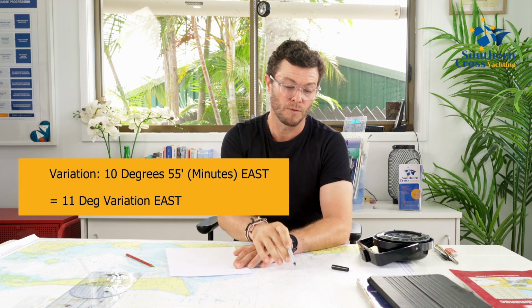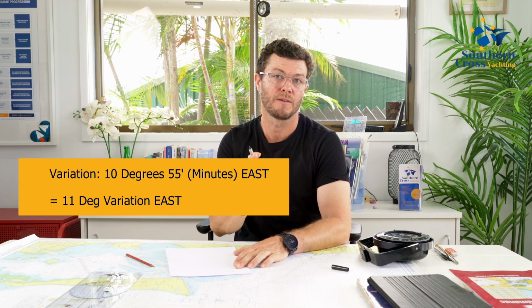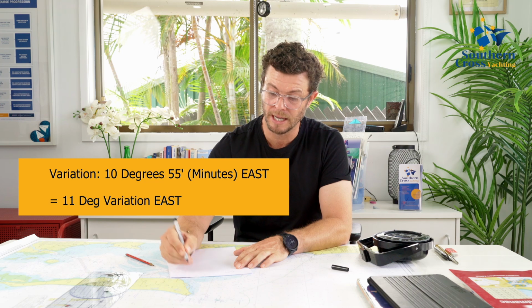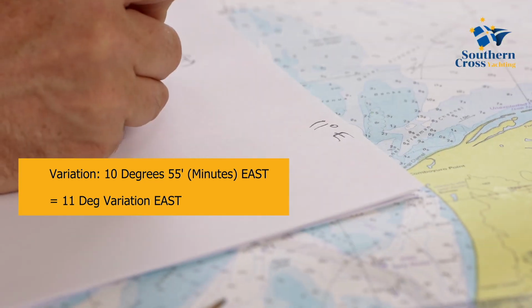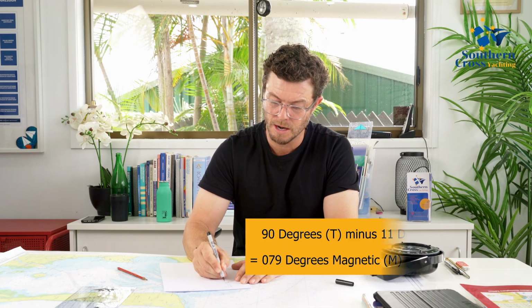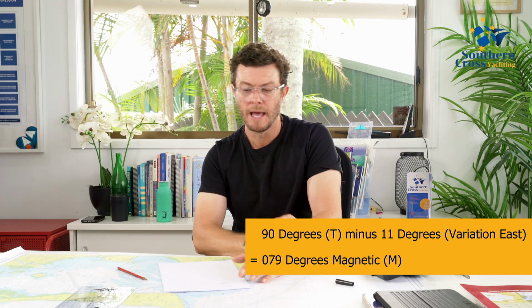So, 90 degrees minus 10 degrees and 55 minutes. Remembering that each degree has 60 minutes, 55 minutes is almost a degree, so we're going to turn that into a full degree, which would be in fact 11 degrees east. We're going to minus 11 from our 90, and my maths is terrible by the way, but I believe that's 079 degrees. So that would be our course to steer in magnetic. I hope that makes sense.